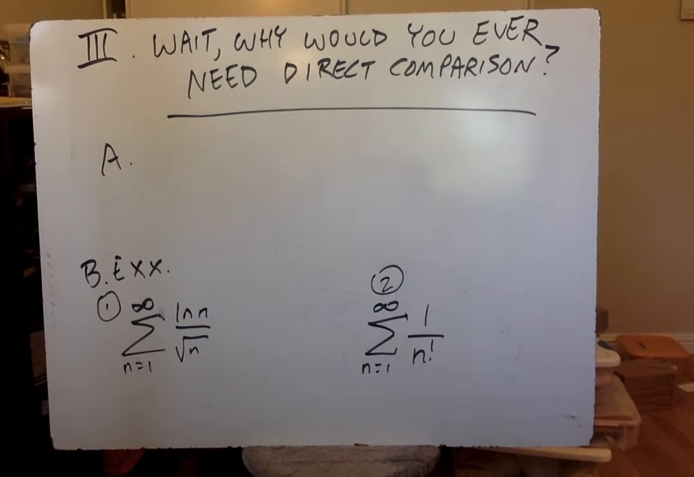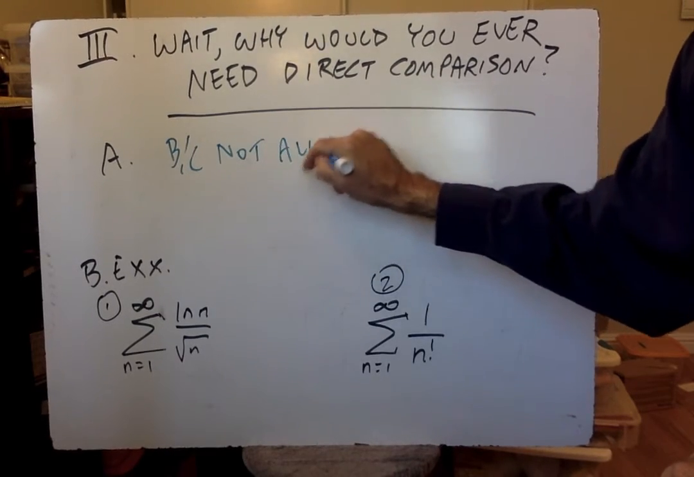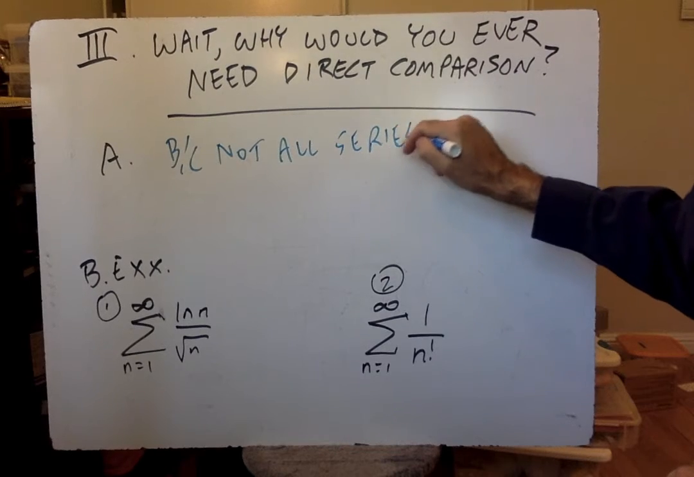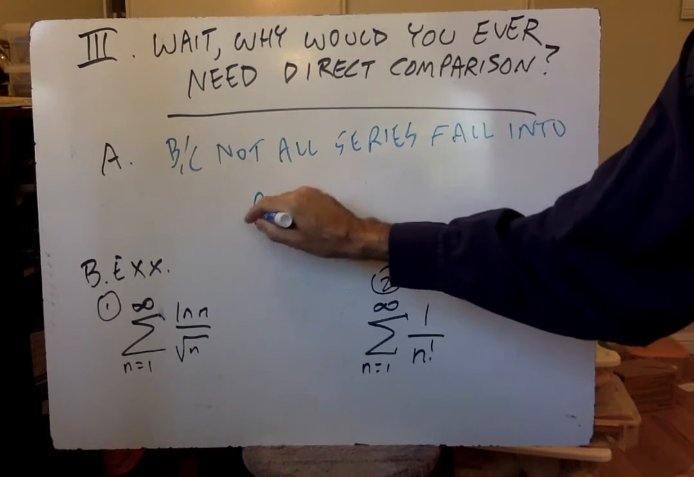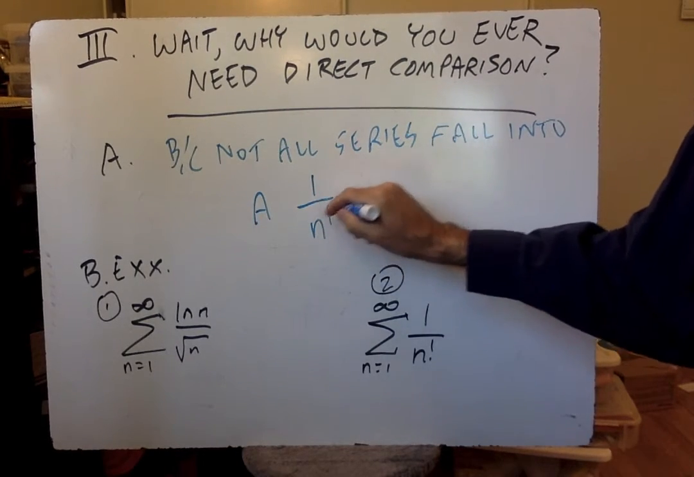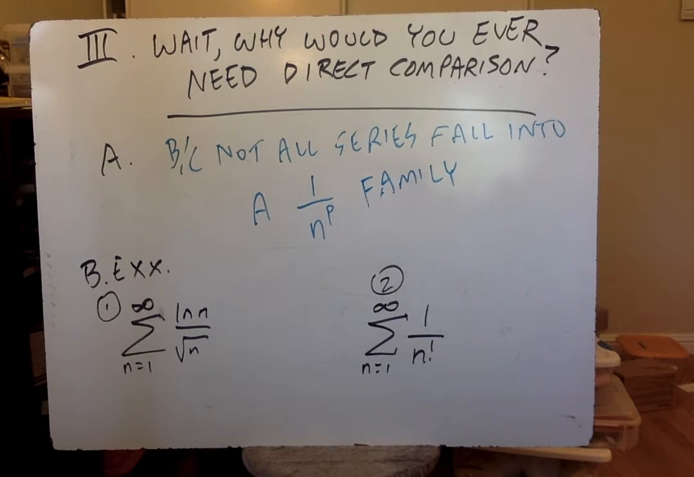Why would you ever need direct comparison? Because not all series fall into a p-series family. In other words, a 1 over n to the p family. Now, it's possible to identify other types of families, geometric series family and so forth, but this is the only one you have to know in our class. They're exponential families. You could identify a lot of different types of families. The log family in particular can be useful to understand, but that's not part of this course. This is the only type you need to know for our class.